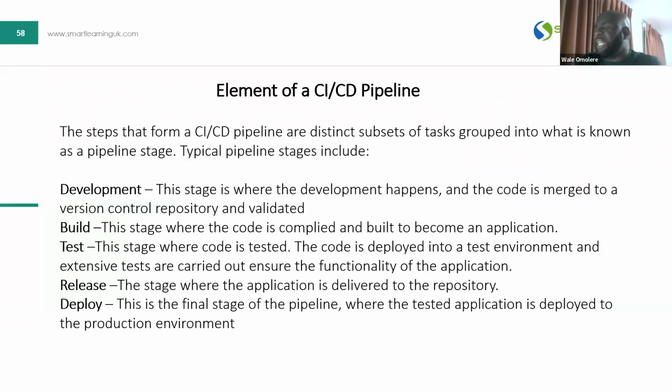But what happens in each of the stages, the development stage is where the development happens. All right, you are developing your code. So for us in our organization, we use Oracle. All right, Oracle is where we do all of our development, and the coding is merged to a version control repository, and it's also validated. So when we say you merge the code, it means that there's more than one person that is working on that development part. All right, they can bring their code.